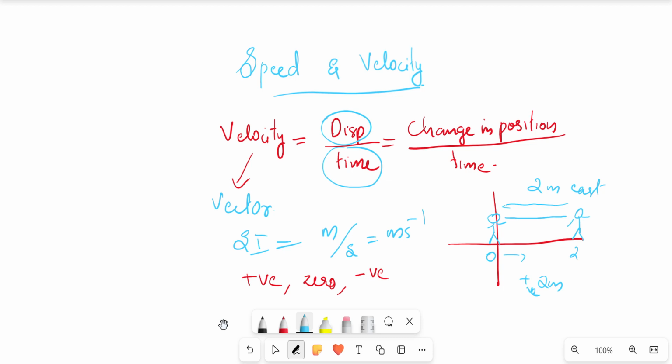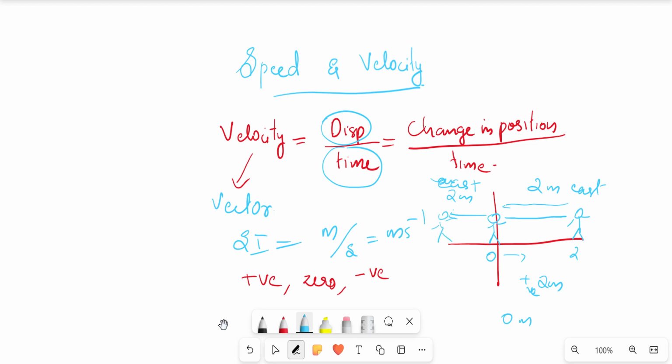Now she is at the origin. So what is her displacement? Initial point and final point are both the same. So displacement is 0 because there is no position change there. Now she is not stopping there. Again she is moving 2 meters to the east from the origin. Now she is somewhere here.